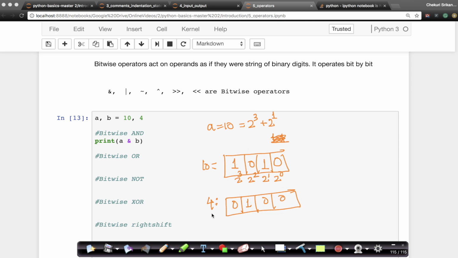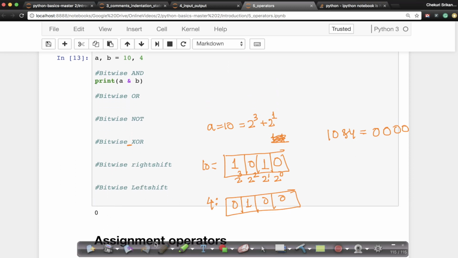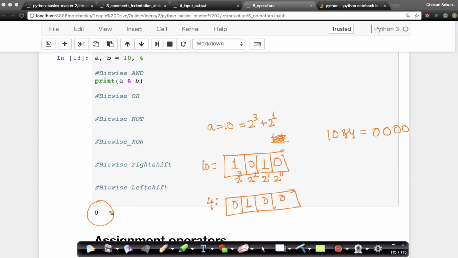Now when you say AND, this symbol is a single ampersand, right? When you do it, it does a bitwise AND. So 10 and 4 is, now you do, okay, 0 and 0 is 0, 1 and 0 is of course 0, 0 and 1 is 0, 1 and 0 is 0. So what you should get here as output? You should get 0 as output, and that's what you get here, right?